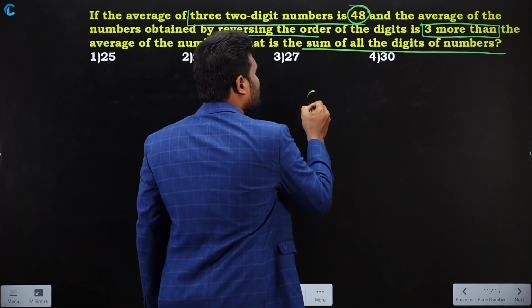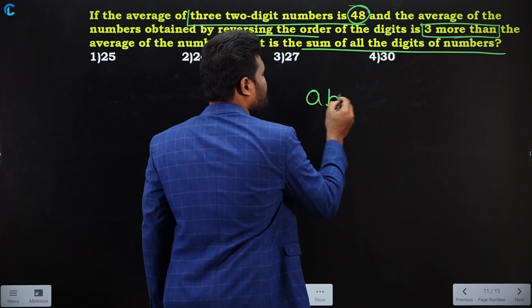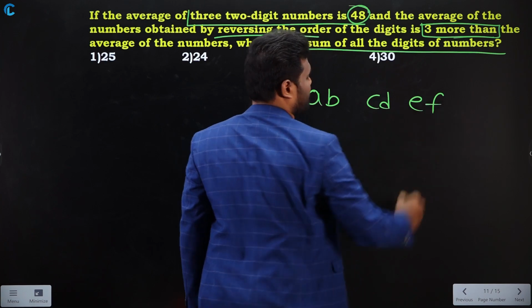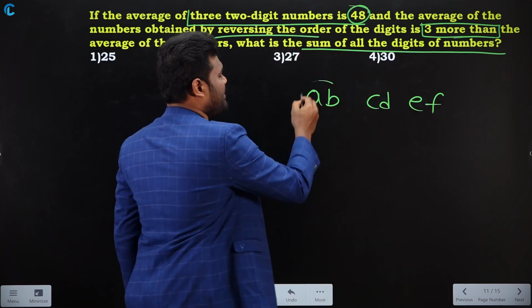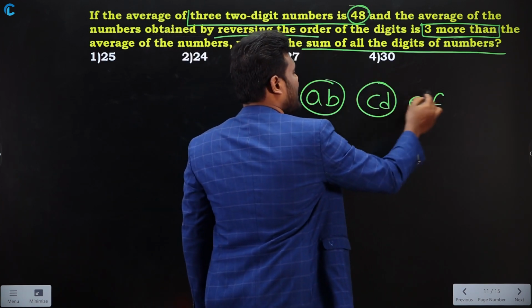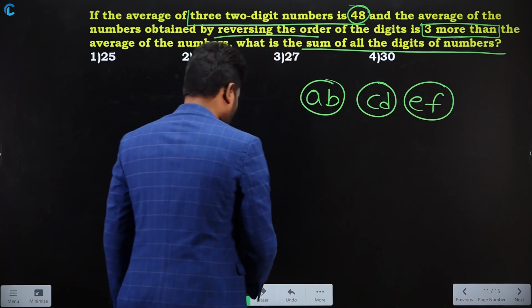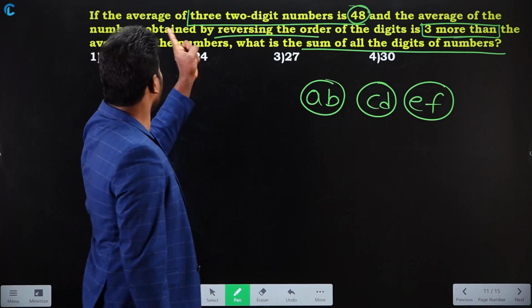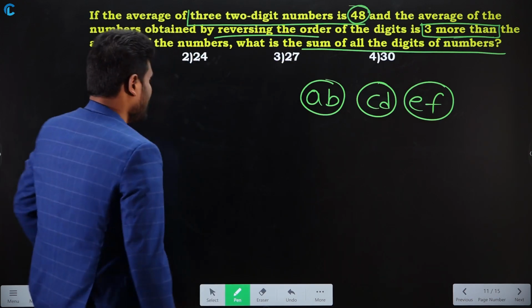I will assume the 3 two-digit numbers as A, B, C, D, E, F. 3 two-digit numbers. Now one number is like AB, another number is like CD, and another number is like EF. So in this question it is said that the average of these numbers is 48. Now what can I do?